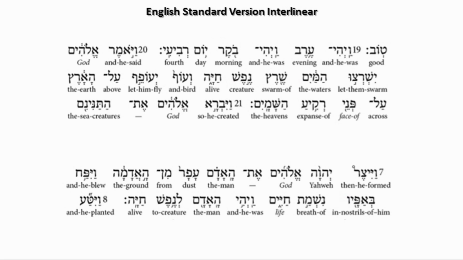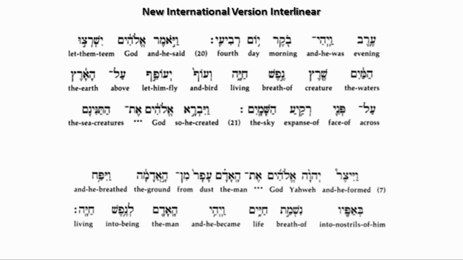Here are the same two passages from the English Standard Version Interlinear. Here is the word nephesh in both passages, and in both places they are translated as "creature." But not all interlinear Bibles are as consistent, though. Here is the New International Version Interlinear.